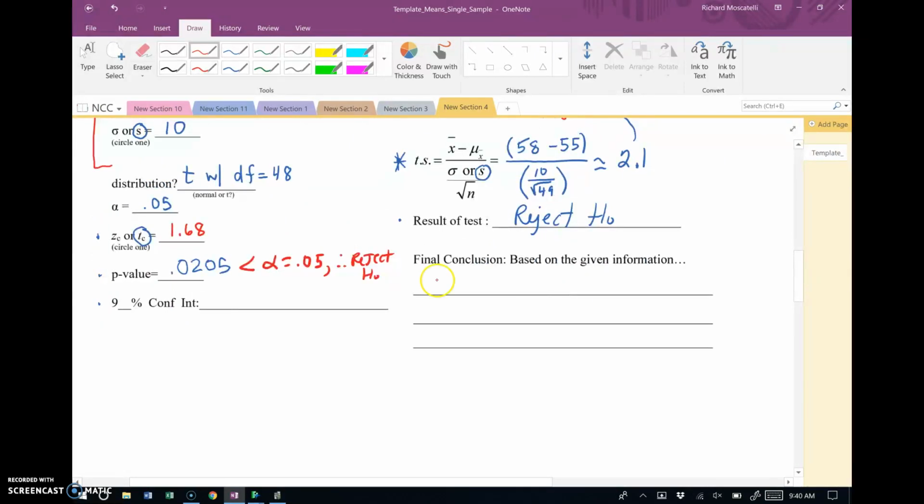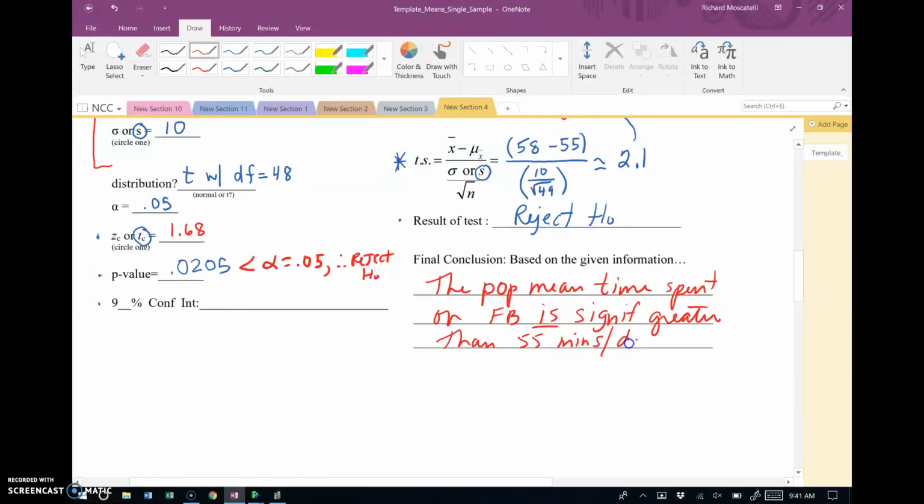Based on the given information, the population mean time spent on Facebook is significantly greater than 55 minutes per day.